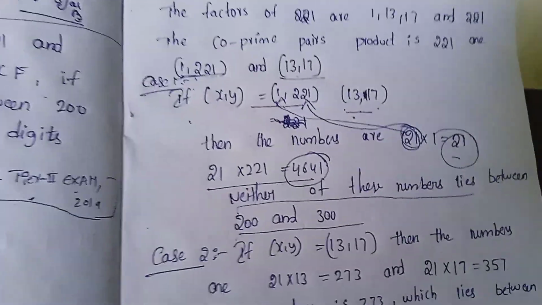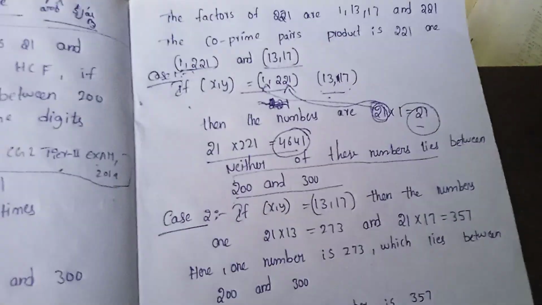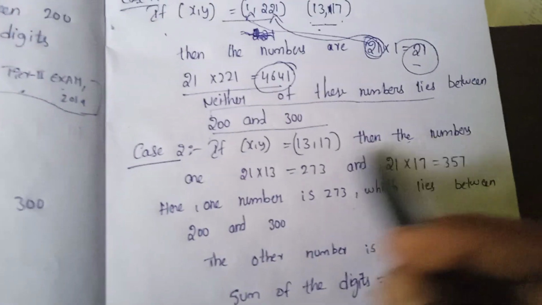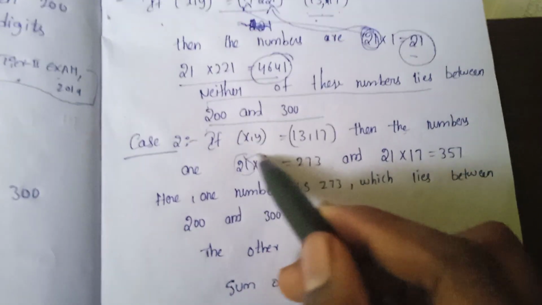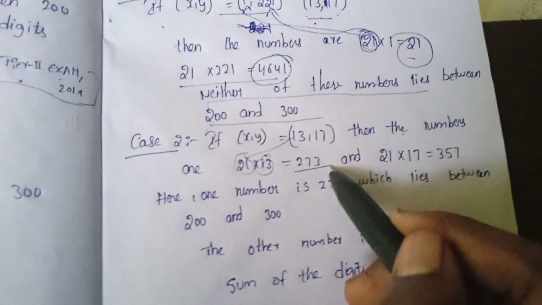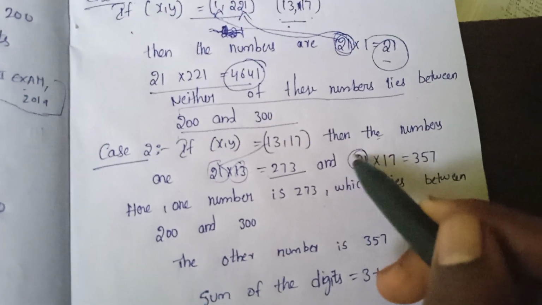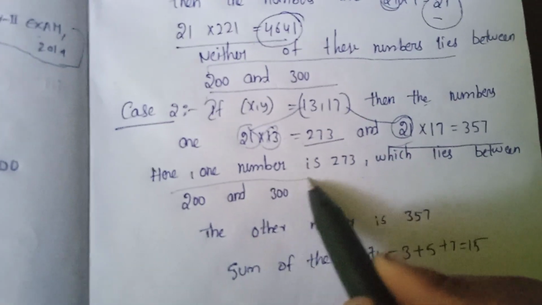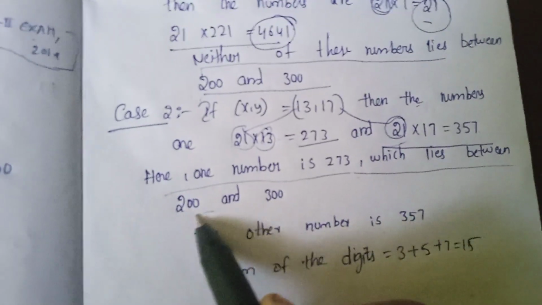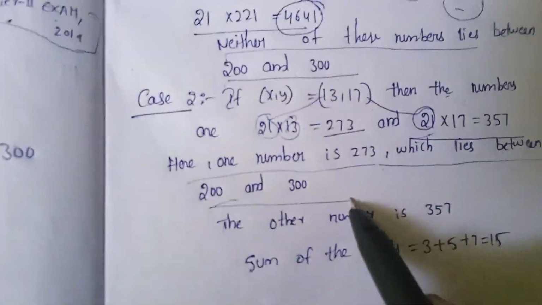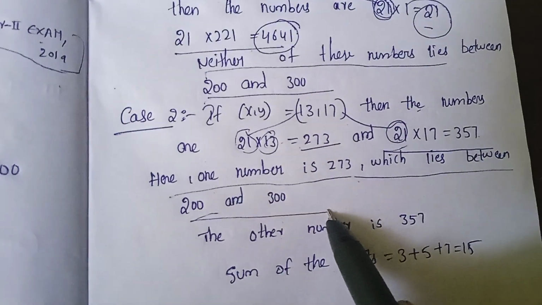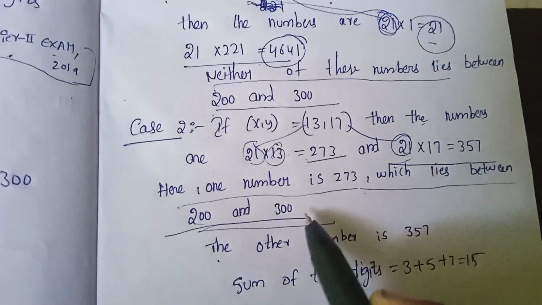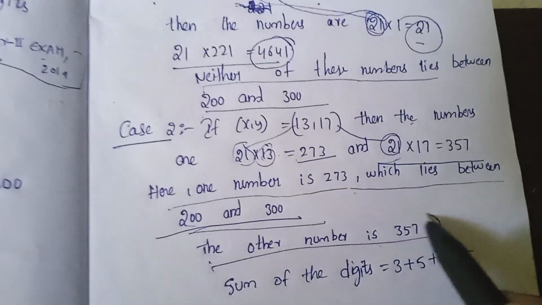So please understand carefully. Case 2 is, if x comma y is equal to 13 comma 17, then the numbers are: 21 multiplied with 13 gives 273, and 21 multiplied with 17 gives 357. Here one number is 273, which lies between 200 and 300. Do you get clarity? The other number is 357.